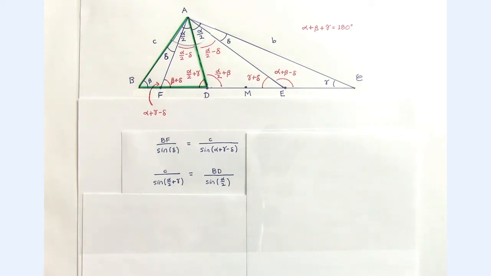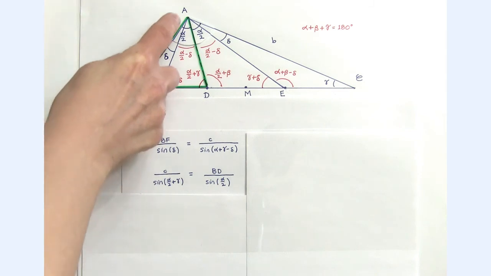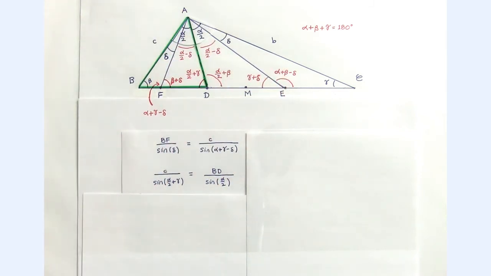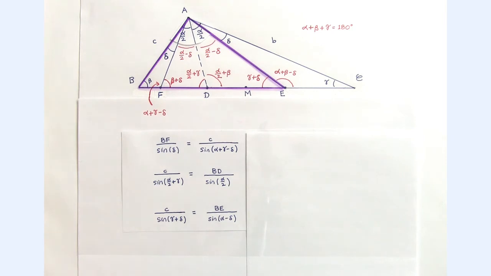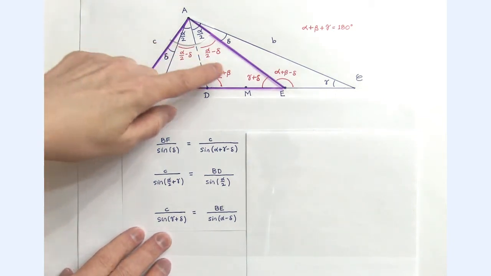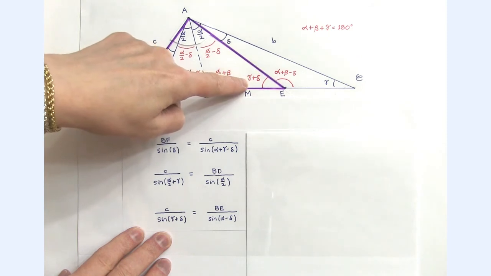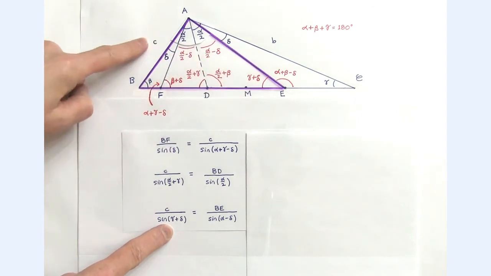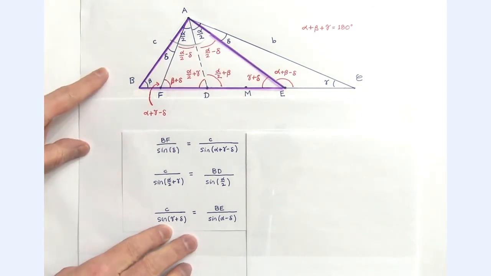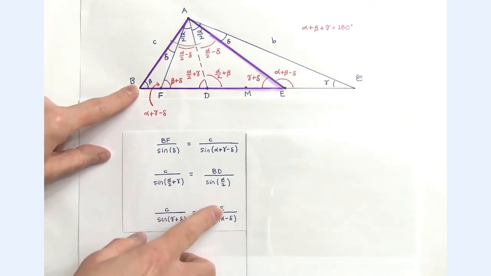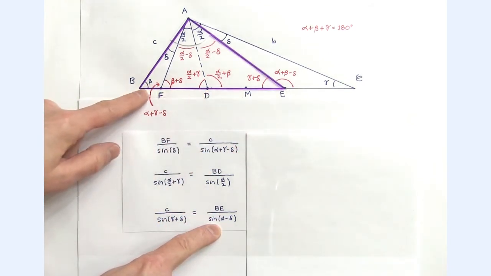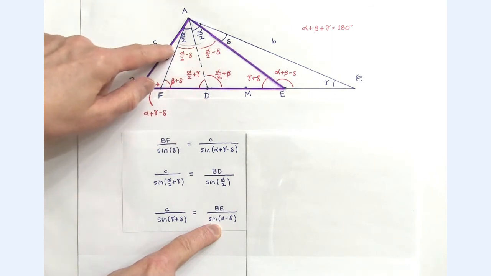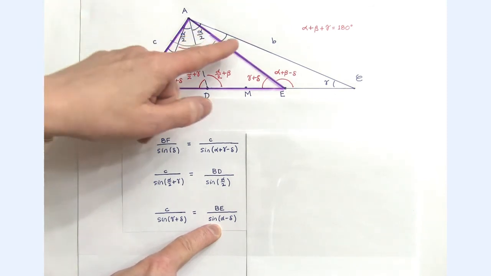And working my way from left to right, I have one more triangle to do on this side, and that is triangle ABE, like this. So we have that C over the sine of its opposite angle, which is gamma plus delta, so C over the sine of gamma plus delta is equal to this side, BE, over the sine of its opposite angle, which is this angle here, which is the total alpha minus delta.